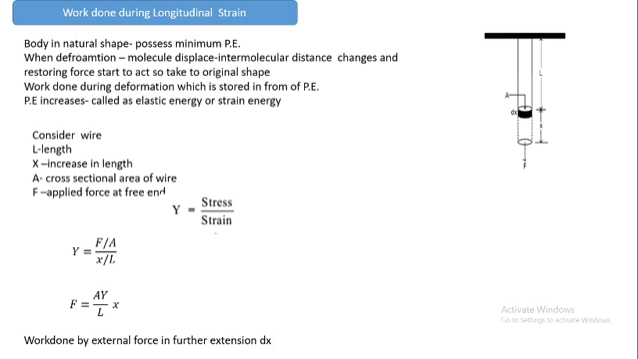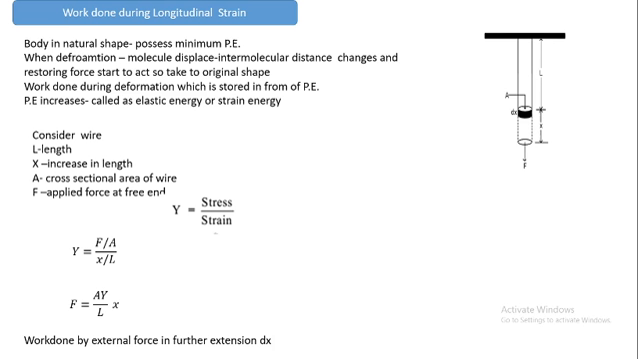Now we consider the work done during the deformation, which is stored in the form of potential energy. It means when deformation takes place due to the applied force, work is done, and that work is stored in the body against the restoring force, and it's called potential energy. So potential energy increases when the body is deformed. That energy is called elastic energy, or also strain energy.